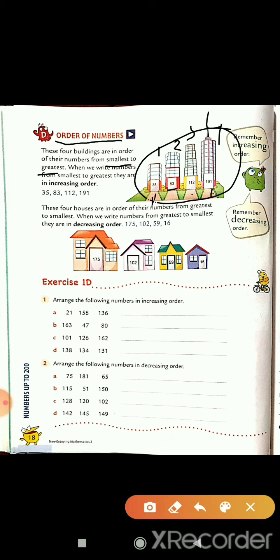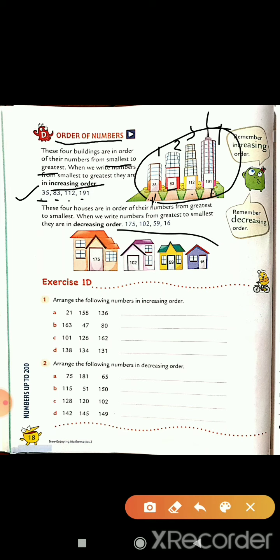When we write numbers from smallest to greatest, they are in increasing order. That is 35, 83, 112, 191. So these numbers are arranged in increasing order as these numbers start from smallest to greatest.